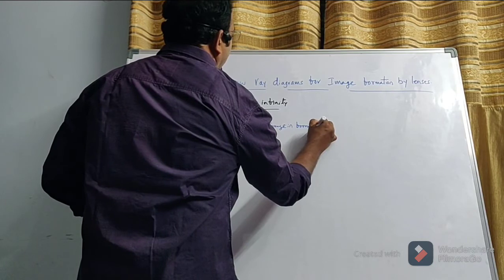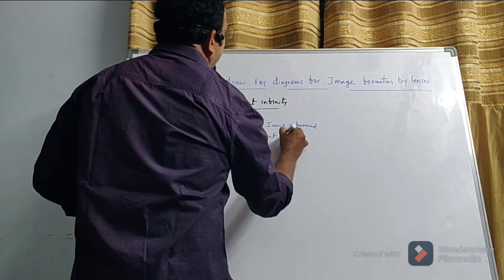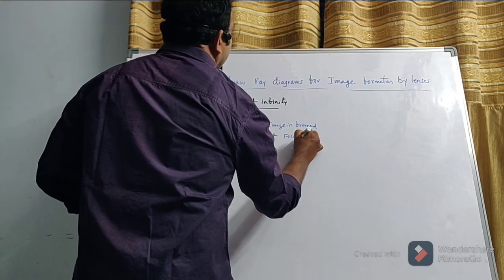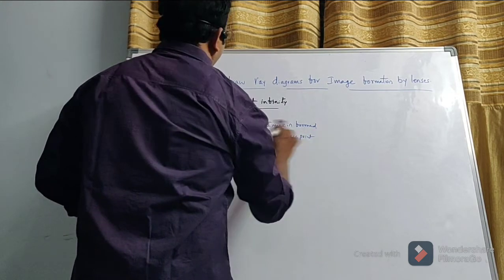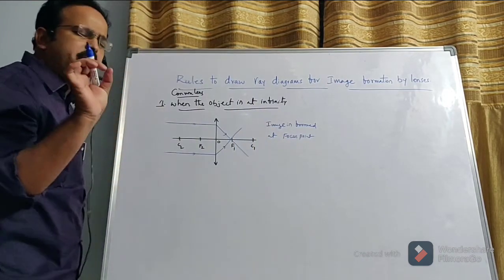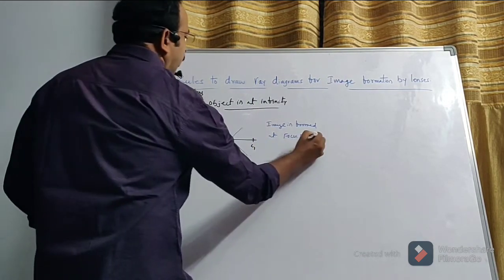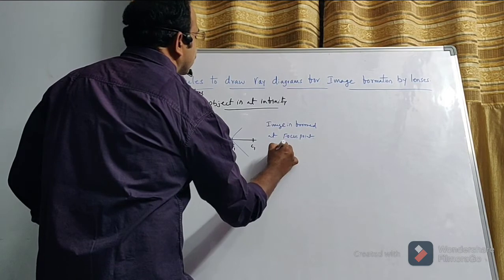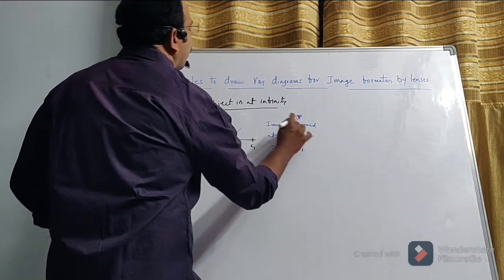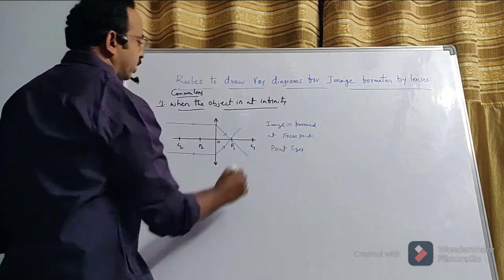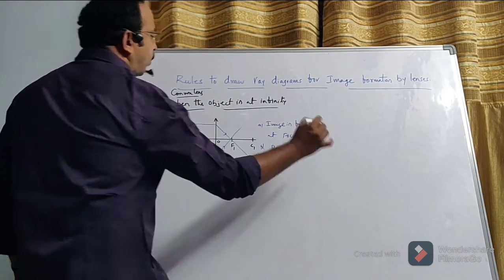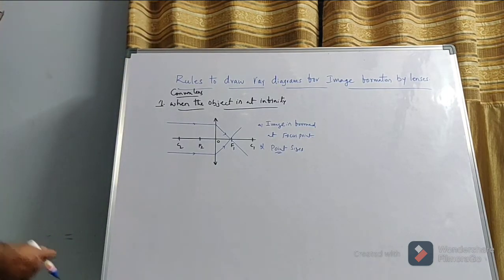Image is formed at the focal point, and it is real, and it is point size. The size of the image is very small, a point. It's very important. The first important point is that the image is formed at the focus, and the second point is the image size. How much? It is point size. This is the first case.